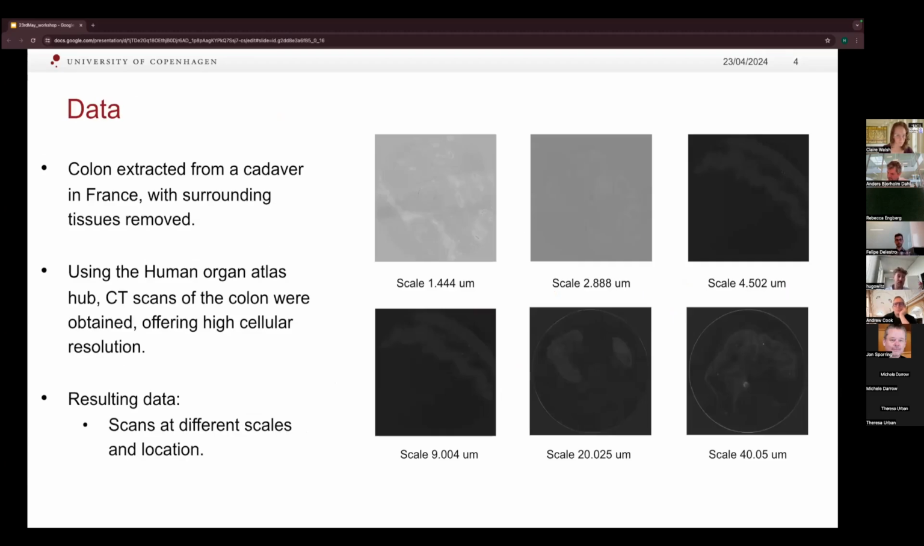So what kind of data do we have? The data are CT scans at different scales of a colon from a cadaver in France. The tissues around the colon were removed. We don't know exactly how, or if it was properly cut or roughly cut. The different scales are shown on the right, ranging from 1 micrometer to 40 micrometers. The lower scales are basically a zoom on the higher scales. And we can see that it's not well contrasted.